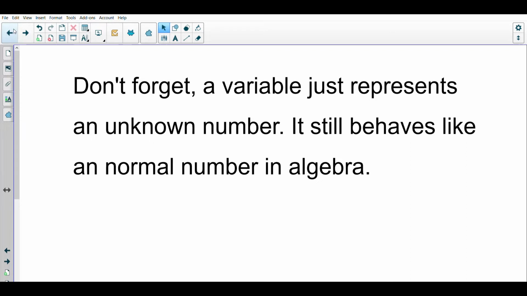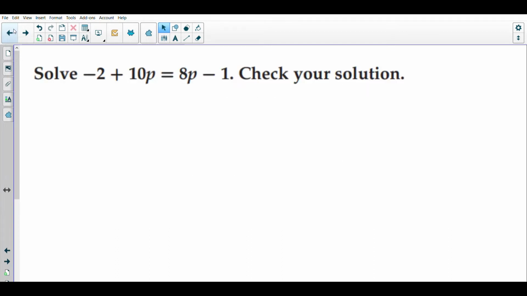Like before, if we wanted to subtract 3 from both sides, we could do that. Well, here it still remains the same. So let's look. Solve -2 plus 10p equals 8p minus 1. So we notice that there's a p on each side. So what we first need to do is to get all the variables on one side and all the non-variables on another side. So I'm going to move one of the variables. I'm going to move 8p because I always try to move the smaller of the two. That typically will leave me with a positive number, and it can usually make things easier.